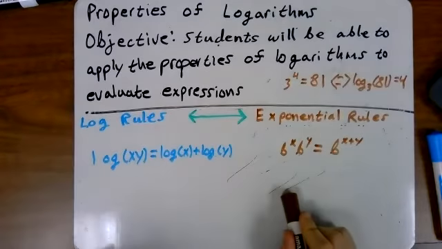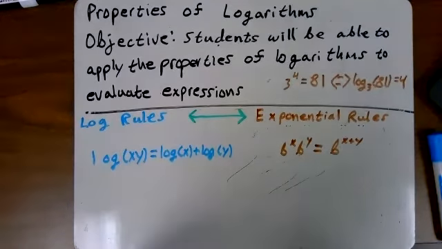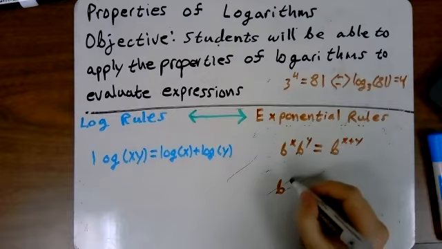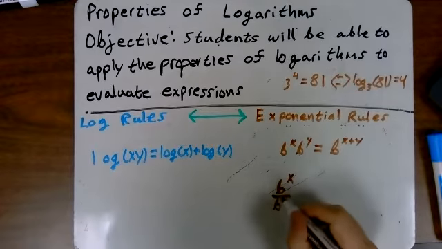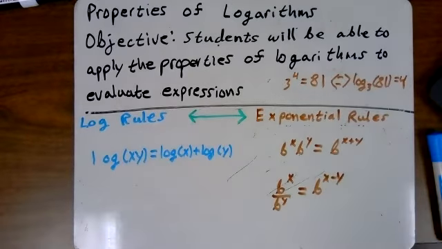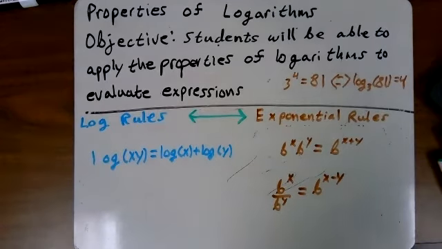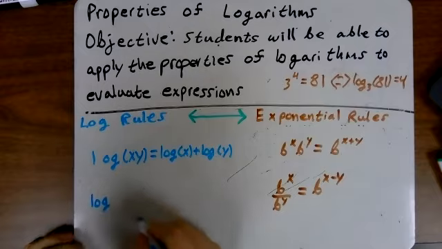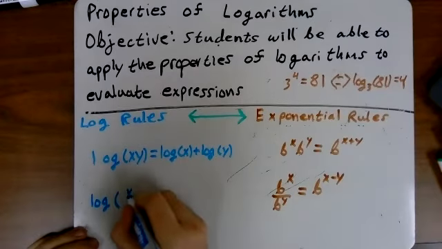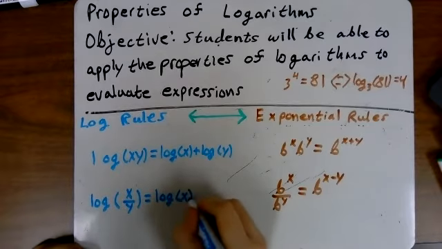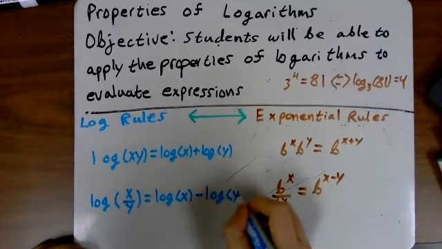Now, another exponential rule: b to the x divided by b to the y is b to the x minus y. You know, x to the seventh divided by x to the fourth is x to the third. This is written here using log form: log of x over y is equal to log x minus log y.